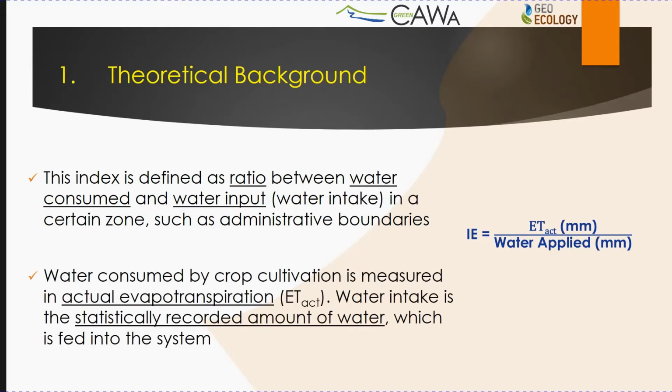Water consumed by crop cultivation is measured in actual evapotranspiration, which is water released to the atmosphere by evaporation and transpiration. Different sources such as irrigation water, groundwater, and precipitation are included in this value. Actual evapotranspiration is based on remote sensing and climatic data.